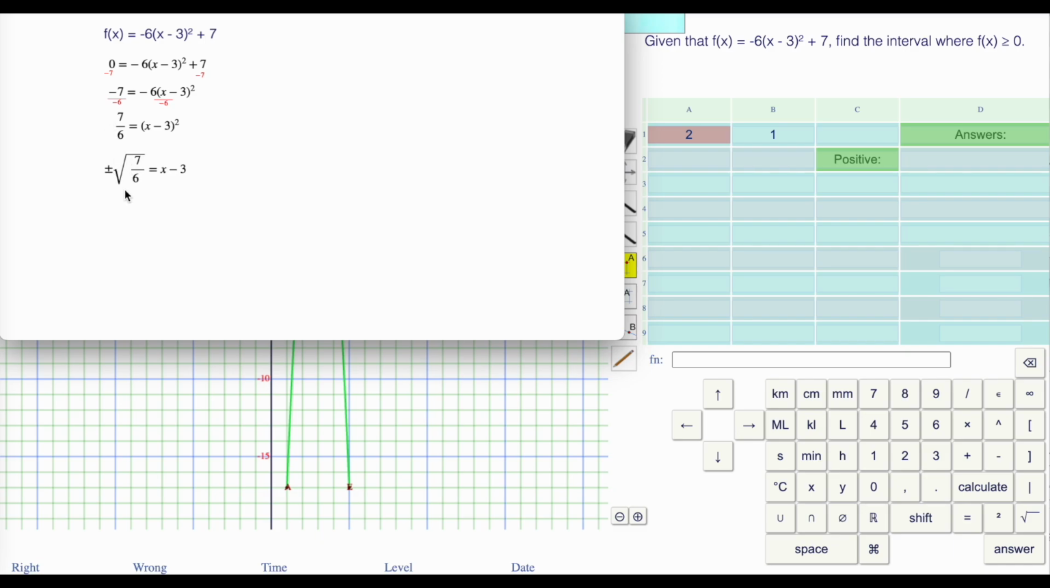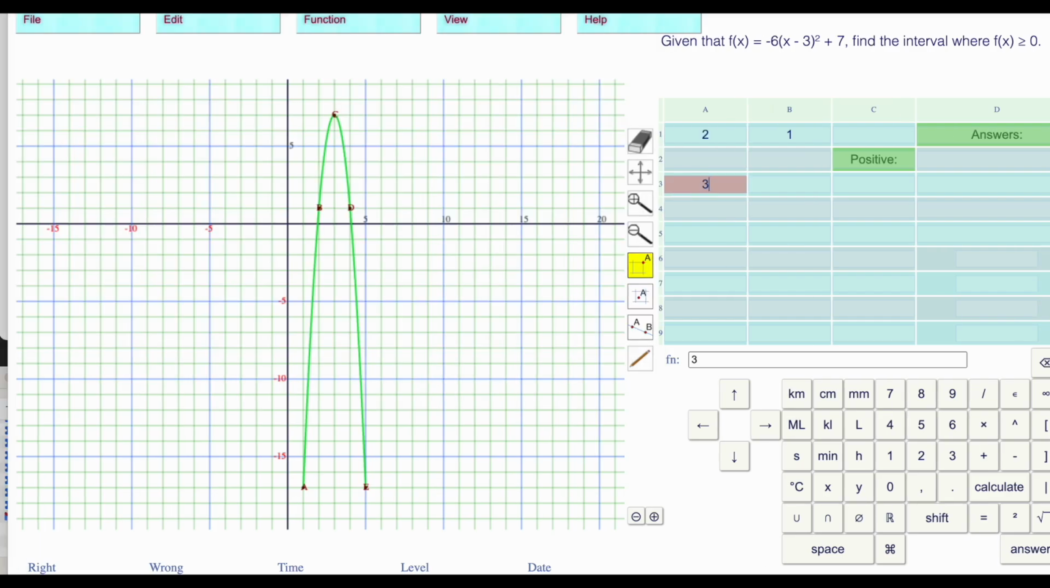So we have plus or minus the square root of 7 over 6 is equal to x minus 3. We're going to get rid of the negative 3 by adding 3 to both sides. We end up with 3 plus or minus the square root of 7 over 6 is equal to x. 3 minus the square root of 7 over 6, that should be our x1. I need to have an equals in front of this for it to work. And our x1, does that make sense? 1.91, almost 2. Yeah, that makes sense.